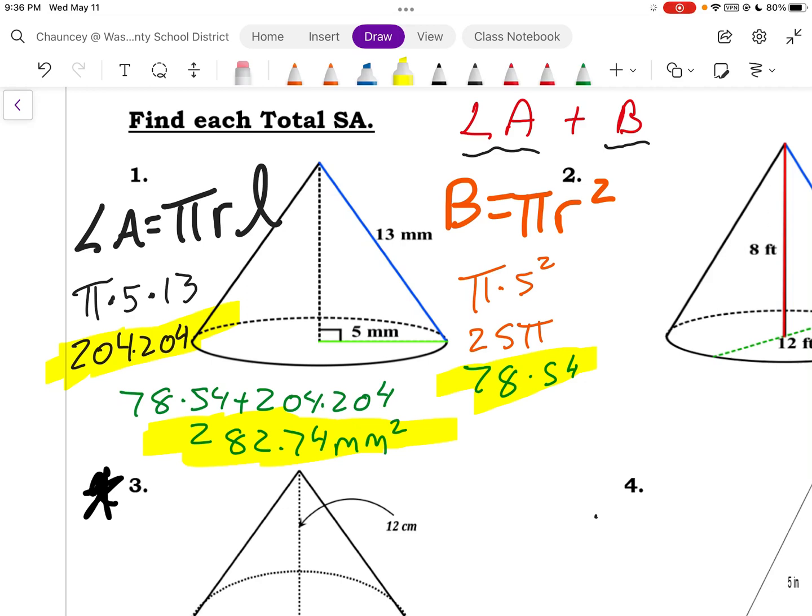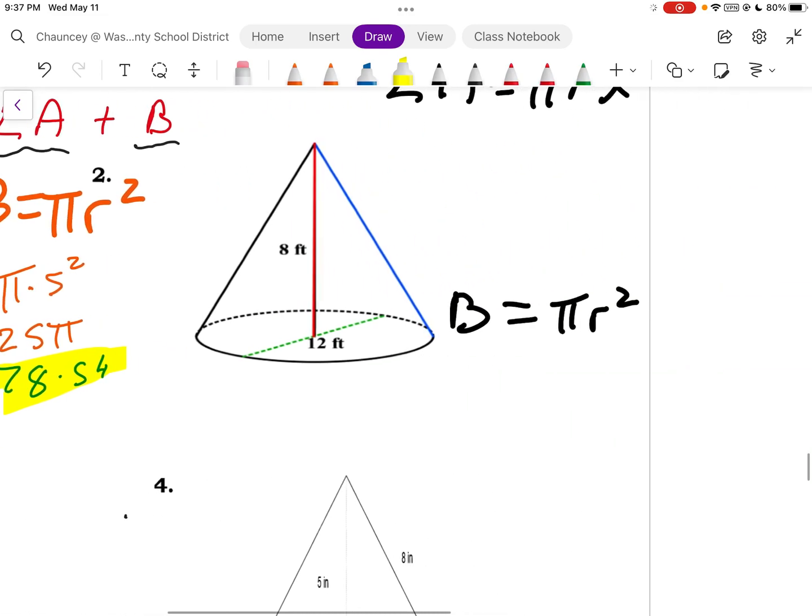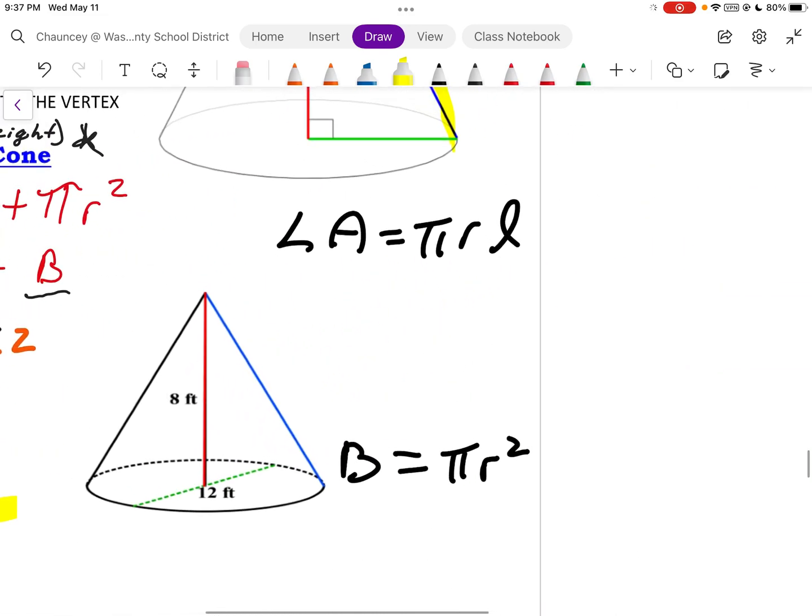All right, pretty simple, straightforward, right? So let's go to number 2. So our lateral area, well, where is our slant height? It's this right here. They don't give us our slant height. They give us our height, and they give us the diameter, and our diameter is 12. So we know our radius is half of that. So our radius is going to be 6.